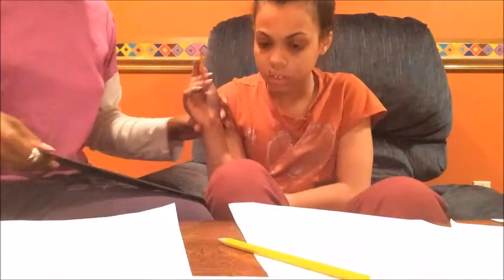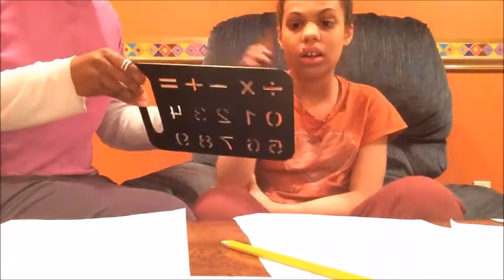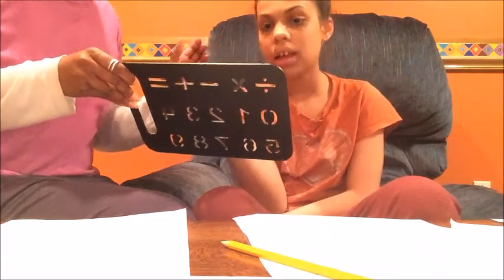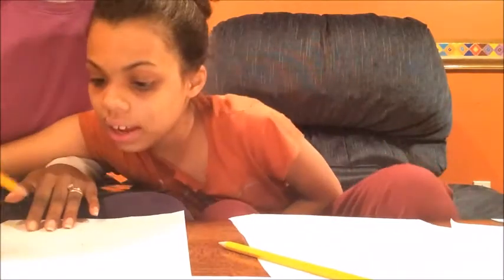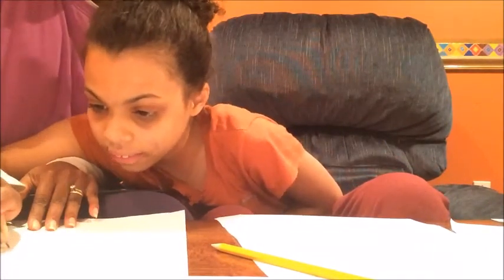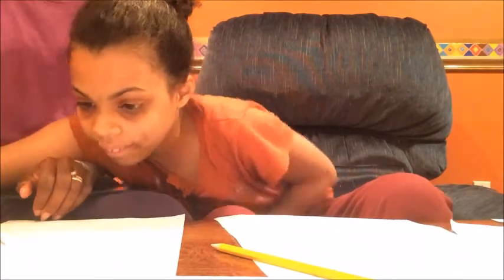All right, let's try 84 minus 22. Can you try that for me? What do you think the answer is? 62. You got it, Rayma. You got adding and subtracting double-digit numbers. You got it. Great.